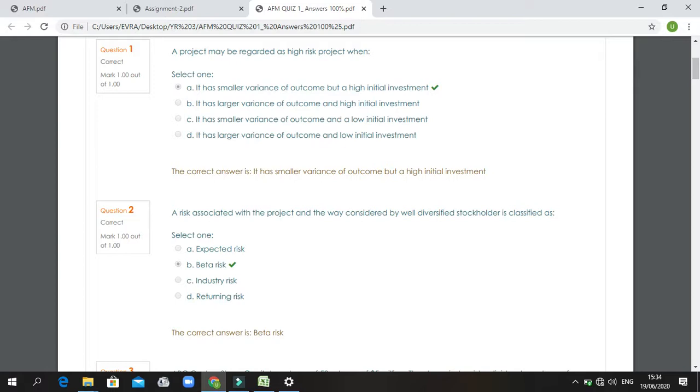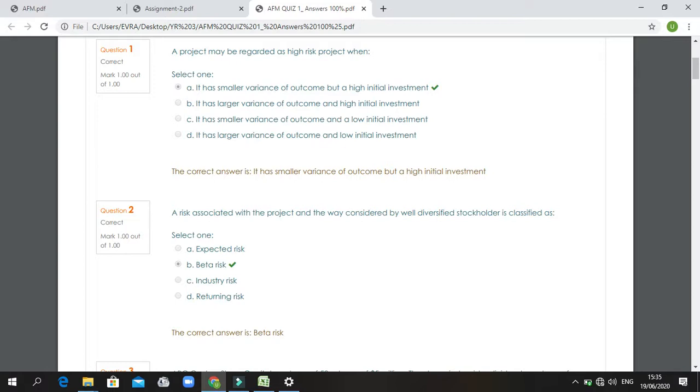So here the answer is A, because a project may be regarded as higher risk when it has a smaller variance of outcome, meaning that the outcome is small but you have invested a large amount of money. That is the project that has a higher risk.